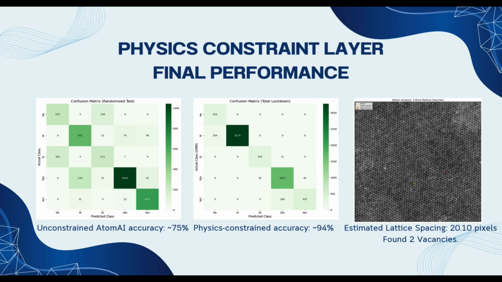Without constraints, accuracy is about 75%. By enforcing lattice-valid predictions, accuracy rises to 94%, and the same framework enables automatic vacancy detection. This combines deep learning with physics to produce reliable atomic classification and defect discovery.